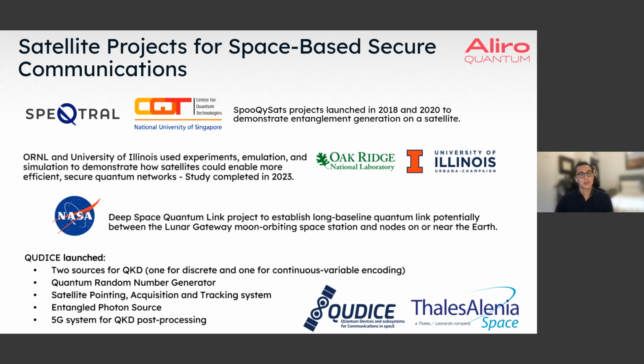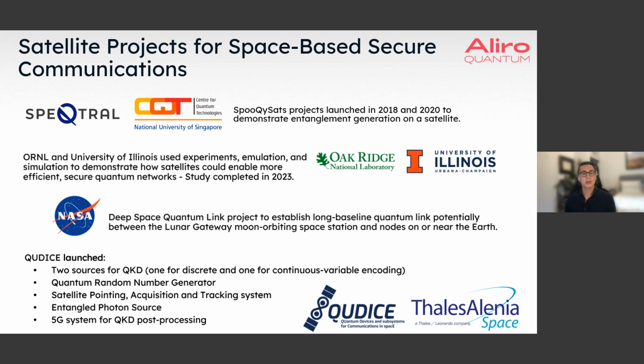Singapore is also very active in this space with the National University of Singapore's Center for Quantum Technologies in collaboration with a company called Spectral. They have a project called Spooky Sats, and that took inspiration from spooky action at a distance, which Einstein coined as a phrase. So they launched in 2018 and 2020, and the goal was to demonstrate entanglement generation on a satellite. There's a collaboration between Oak Ridge National Labs and University of Illinois, Urbana-Champaign. This collaboration was really to study the analytics of this technology, to do emulations and simulations to demonstrate how satellites could enable more efficient and secure quantum networks.